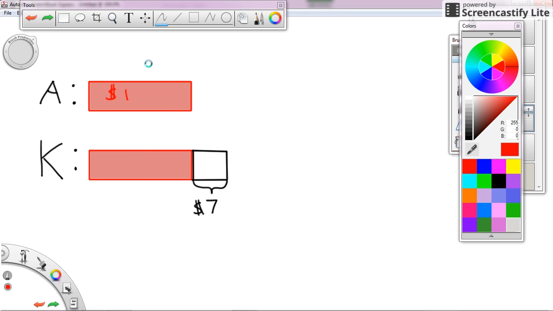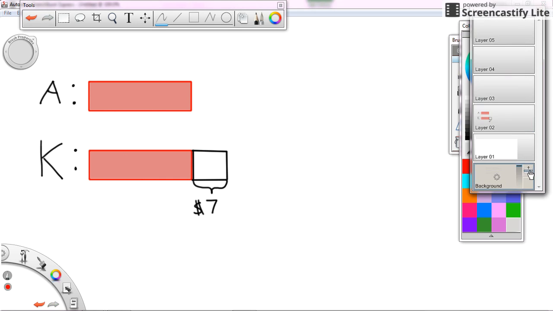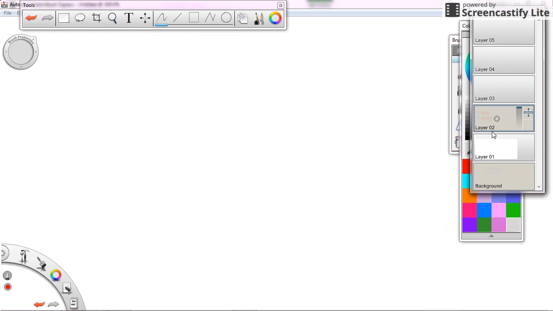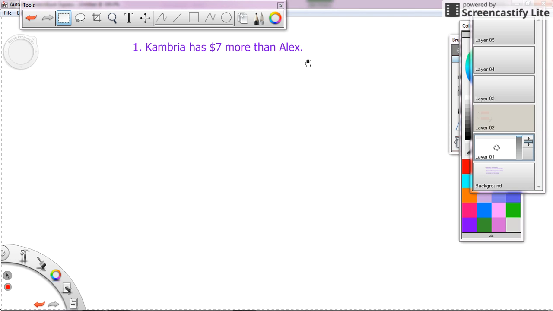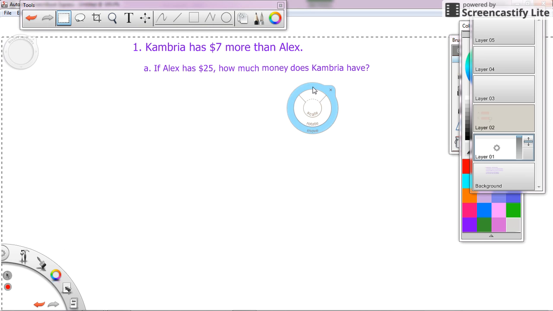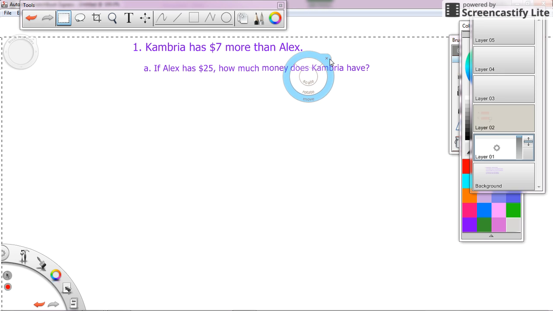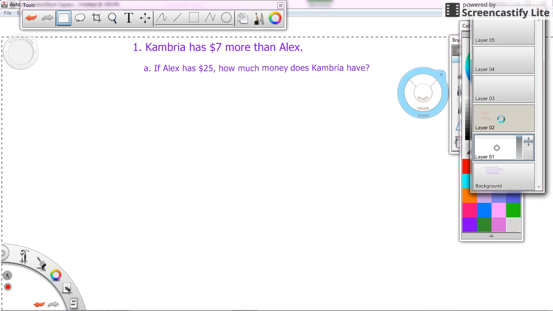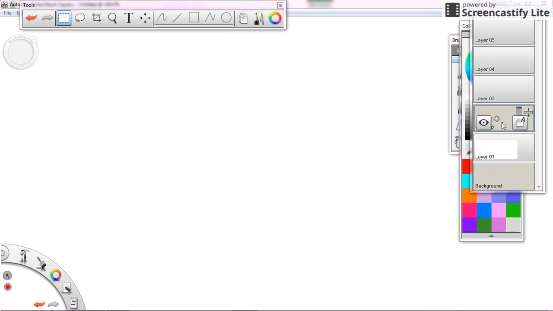Now let's get those numbers out of here. So this box diagram, this box model, can help us solve the problems we're going to do later. Let's take a look at the actual problems. Our first problem says, if Alex has $25, how much money does Cambria have? Well, you can solve this either way. We could make a table like we did before. We could go to the box model. Let's go ahead and go to the box model.